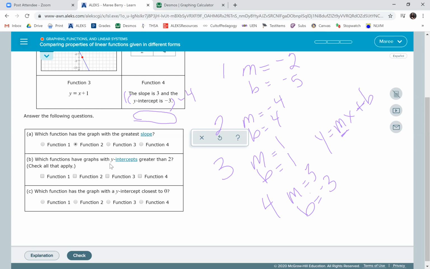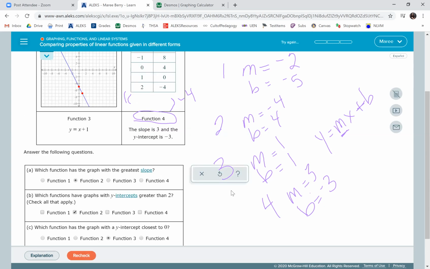Which functions have graphs with y-intercepts greater than 2? Function 2. 3, that's less than 2, and then -3, that's less than 2. So just function 2. Which function has the graph with the y-intercept closest to 0? So it would be 1 right here. So this is function 3.